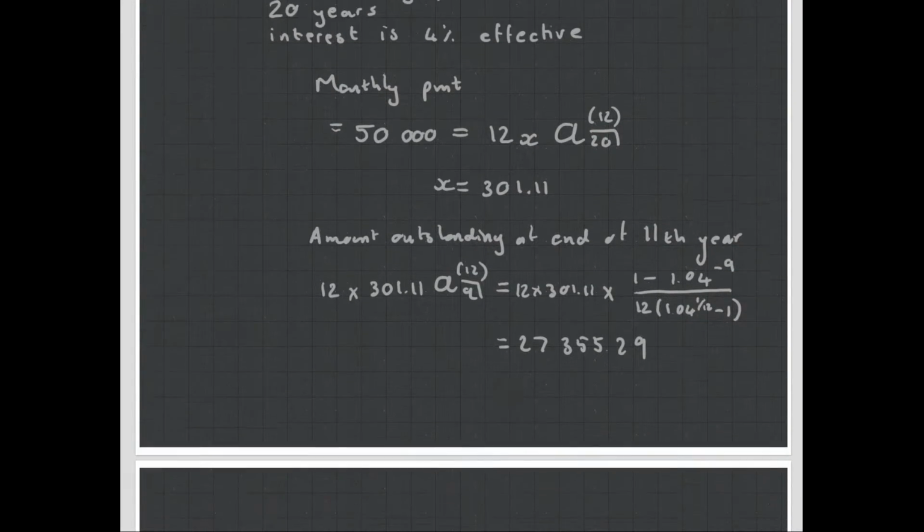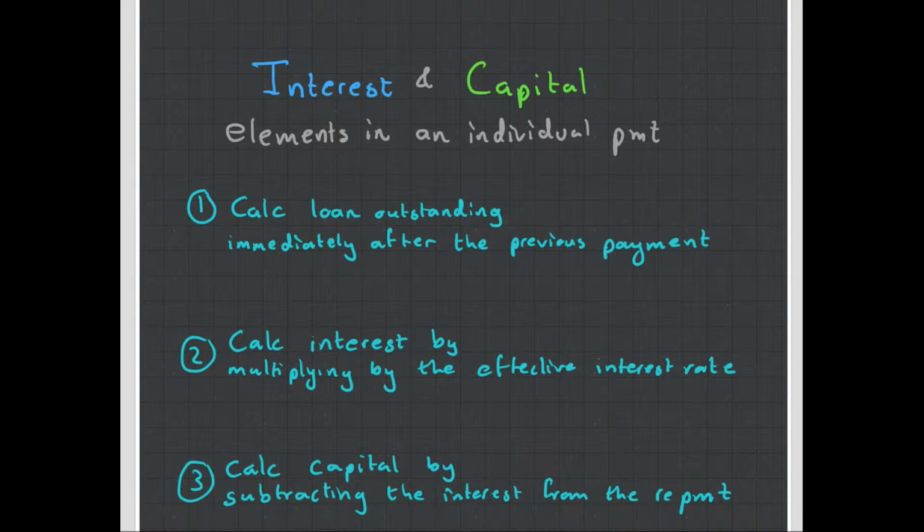I do want to move on to interest and capital, because every loan payment comprises an interest component and a capital component. It's very interesting when you draw the size of these amounts on a graph, because you'll see that it forms a pattern. The capital component is very small in the beginning and becomes very large at the end, whereas the interest component is very large in the beginning and becomes very small at the end.